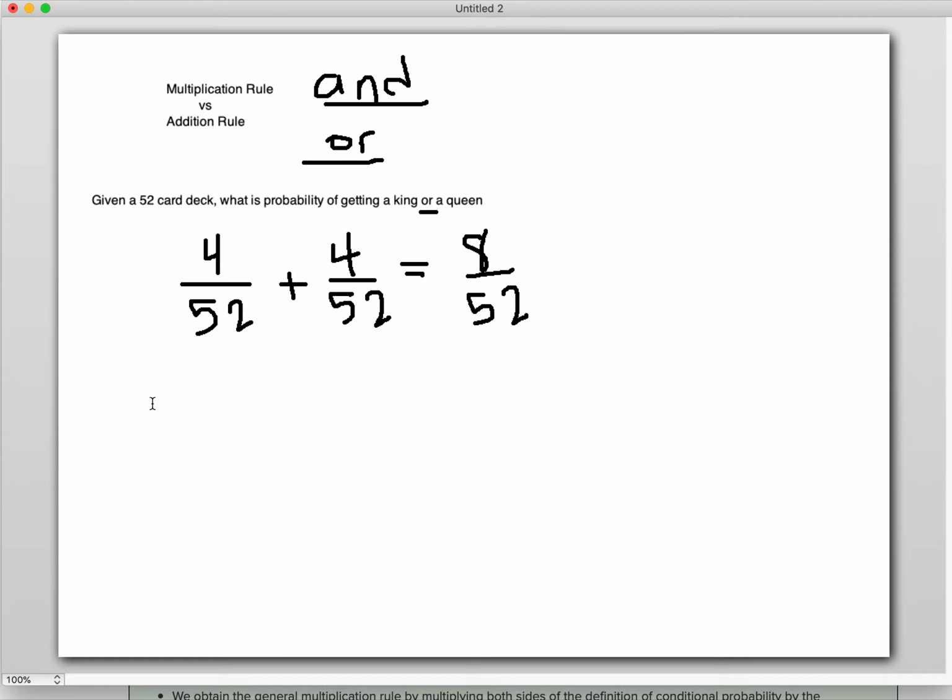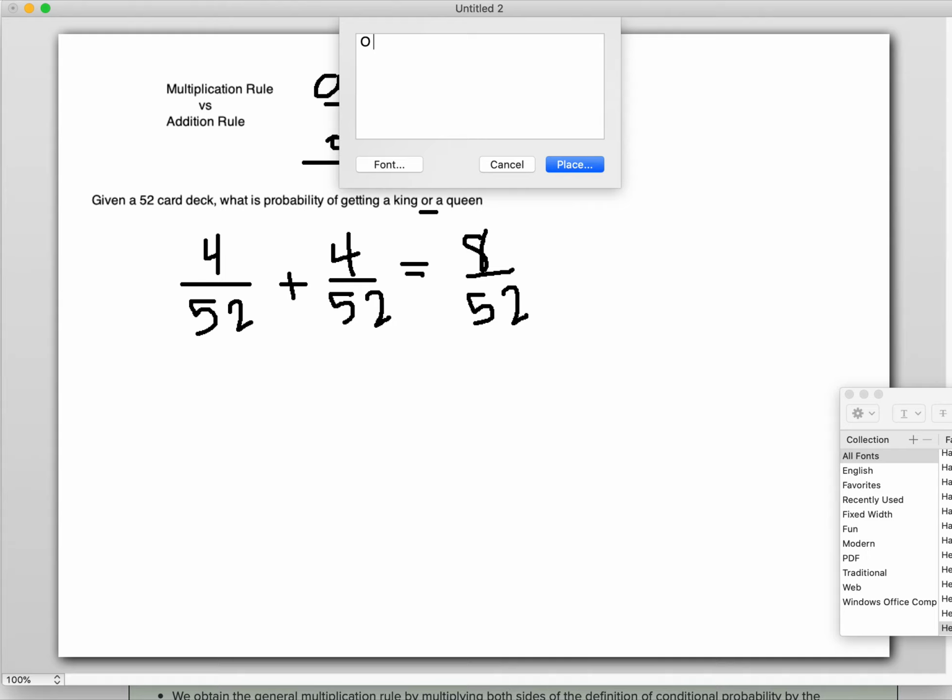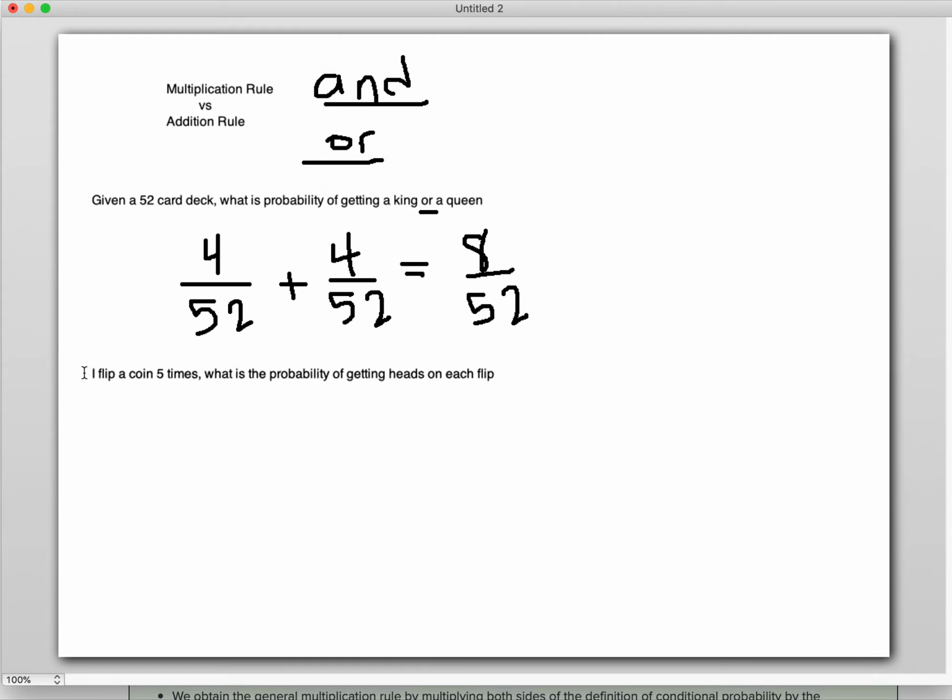An example of that question would be: I flip a coin 5 times. What is the probability of getting heads on each flip? Here's that problem. I have 5 events because I'm flipping it 5 times, and I want to know the probability of getting heads on each flip.